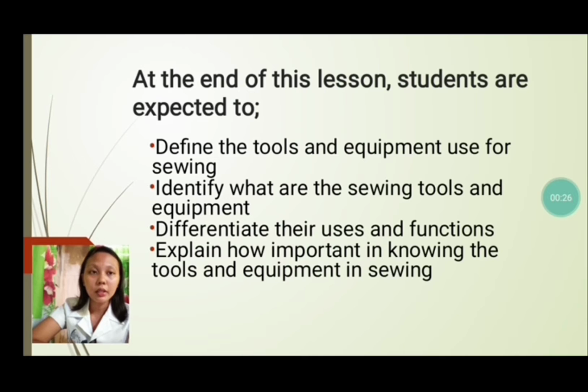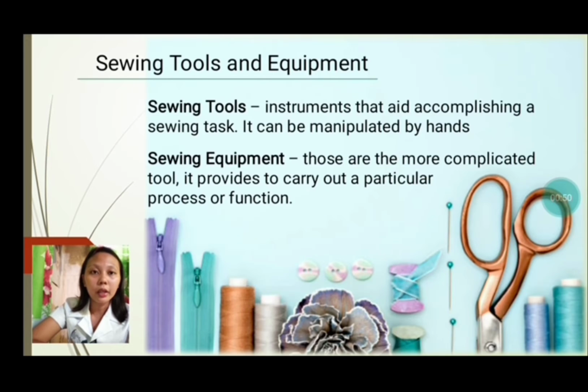At the end of this lesson, students are expected to define the tools and equipment used for sewing, identify what the sewing tools and equipment are, differentiate their uses and functions, and also explain how important it is to know the tools and equipment in sewing. Let's start with sewing tools and equipment.